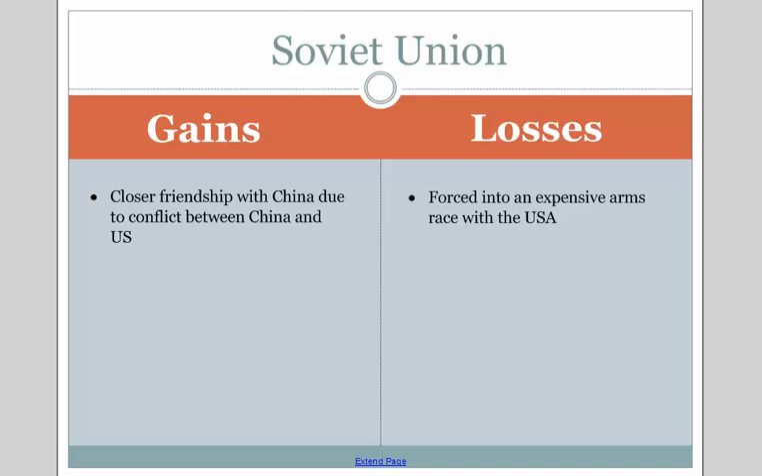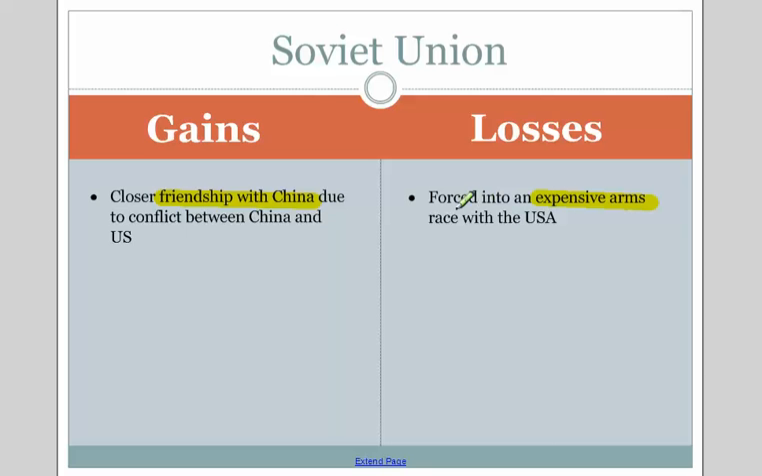So our next country to look at is the Soviet Union. The Soviet Union actually gain a closer friendship with China and become allies with China because of the Korean War. So because China is now communist, they're willing to fight and support other communist nations. The Soviet Union actually gains an ally in Asia that they didn't have before. The US loses that ally.